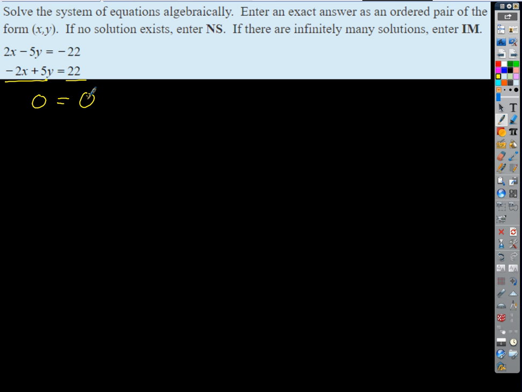Now, this one's going to be infinitely many. What if we got an answer instead that was like 0 equals 10? It's never true, so we get no solutions, right? Okay, last one.